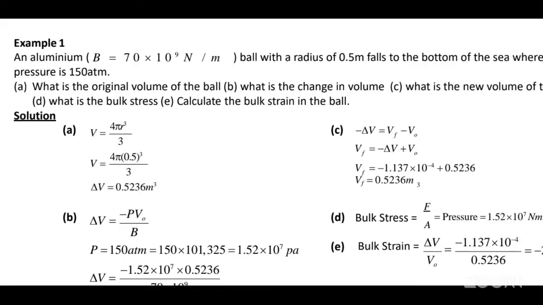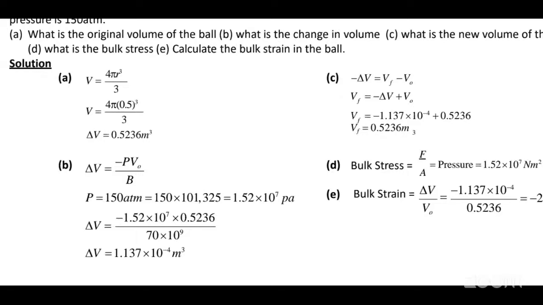Now, the second question says, what is the change in volume? To find the change in volume, we can use the bulk modulus formula. Bulk modulus is equal to minus pressure times original volume, divided by change in volume. So we make change in volume the subject, and we have change in volume is equal to minus PV over B.